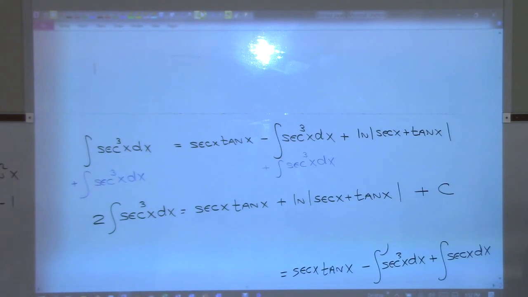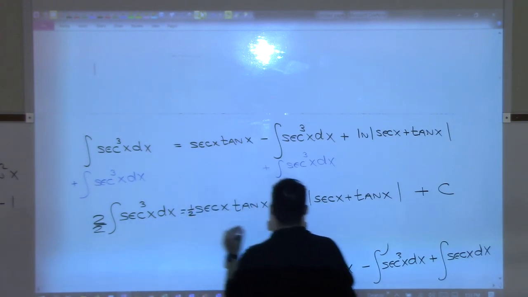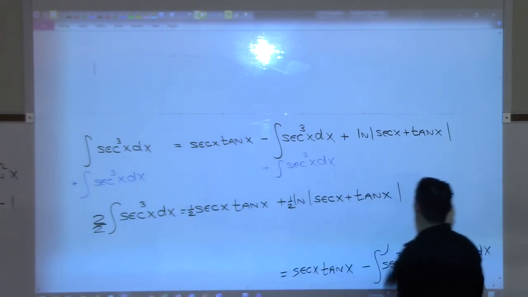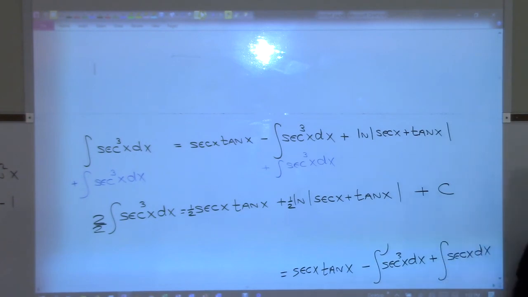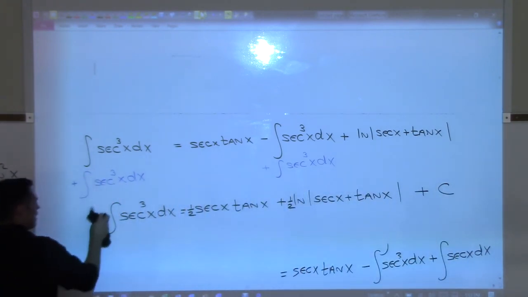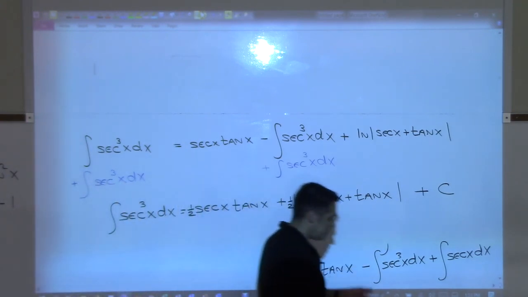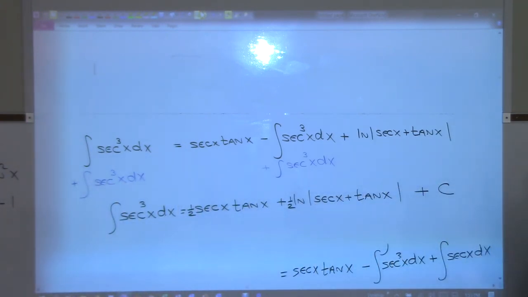Multiply both sides by 1/2, or divide both sides by 2. So if we divide this side by 2, we can put a 1/2 in front there, and a 1/2 in front there, and we don't have to divide c by 2, because c is still just a constant. Okay, so the antiderivative of secant cubed x is 1/2 secant x tangent x plus 1/2 natural log of the absolute value of secant x plus tangent x plus c. Weird problem. But nice, right?